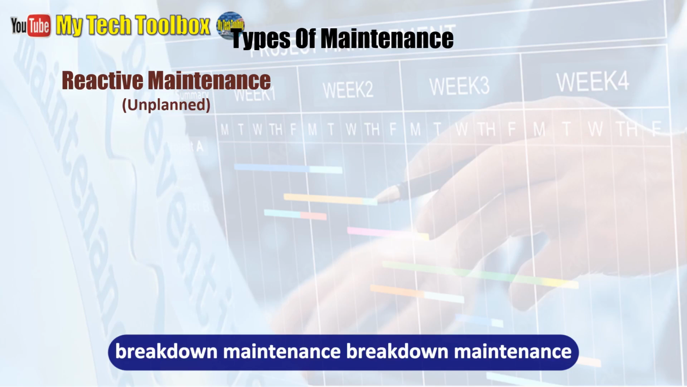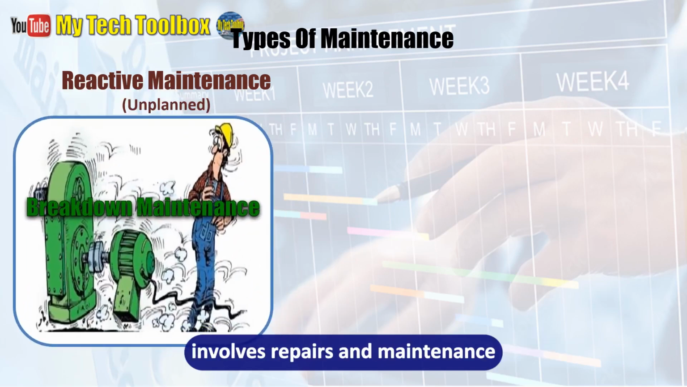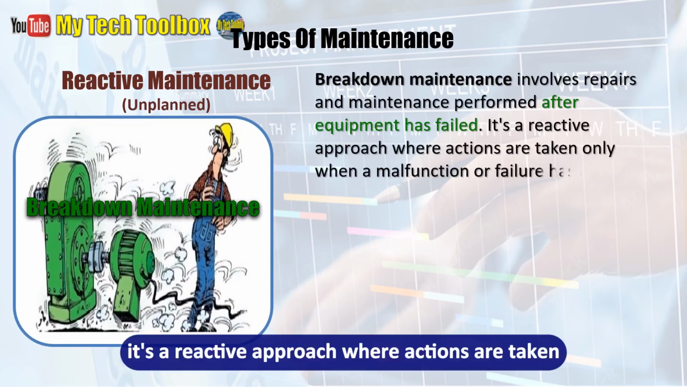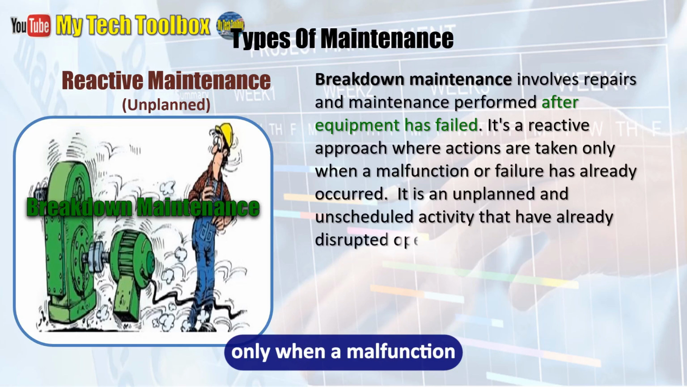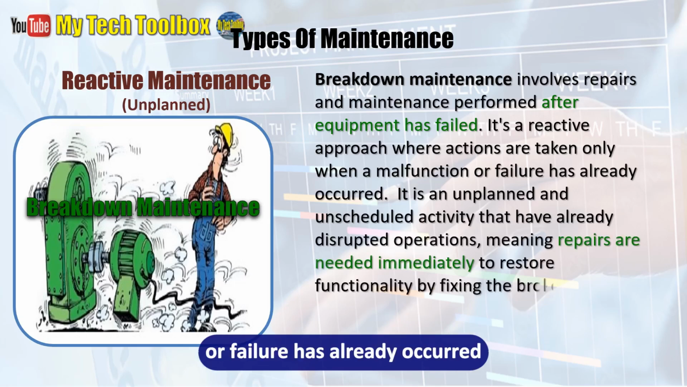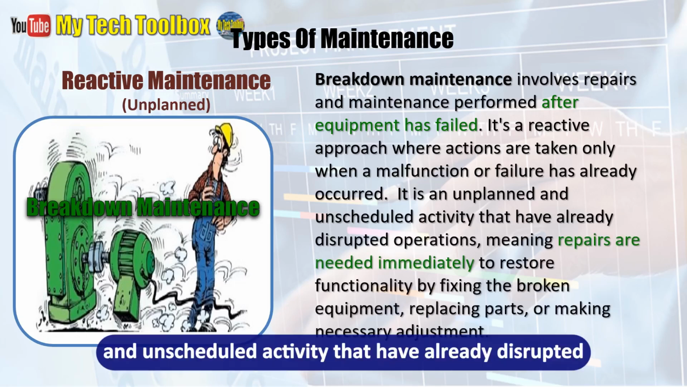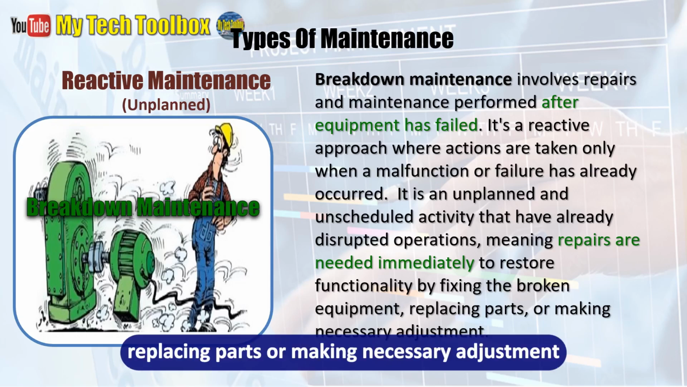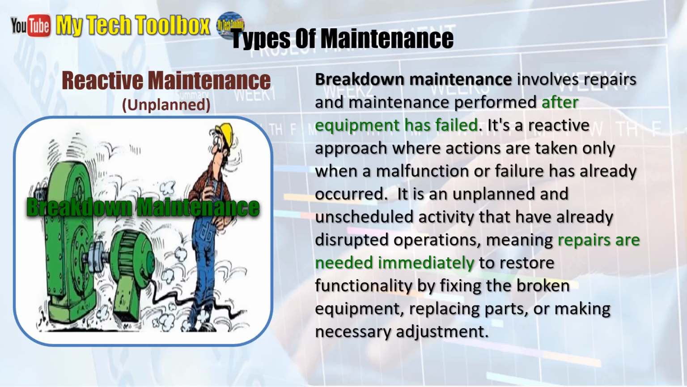Breakdown maintenance. Breakdown maintenance involves repairs and maintenance performed after equipment has failed. It's a reactive approach where actions are taken only when a malfunction or failure has already occurred. It is an unplanned and unscheduled activity that has already disrupted operations, meaning repairs are needed immediately to restore functionality by fixing the broken equipment, replacing parts, or making necessary adjustments.